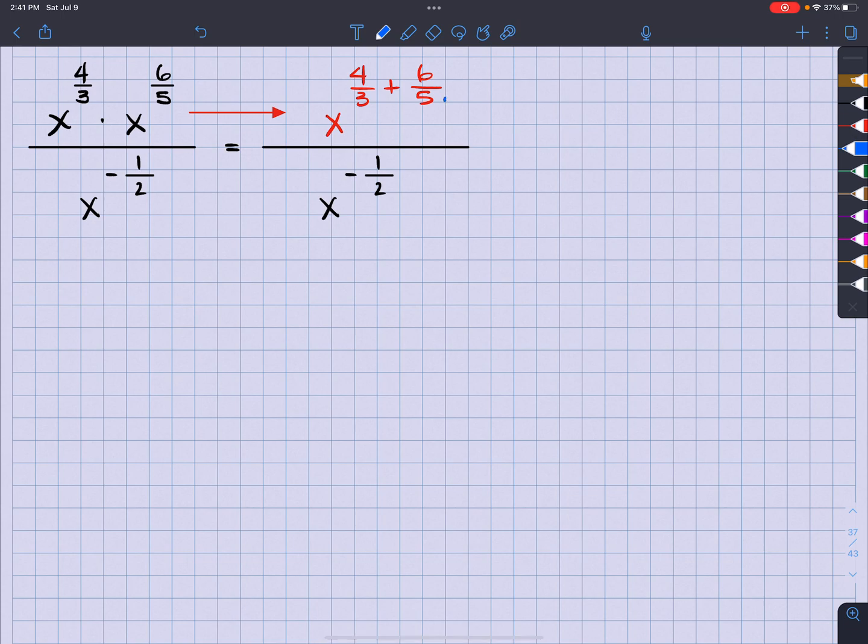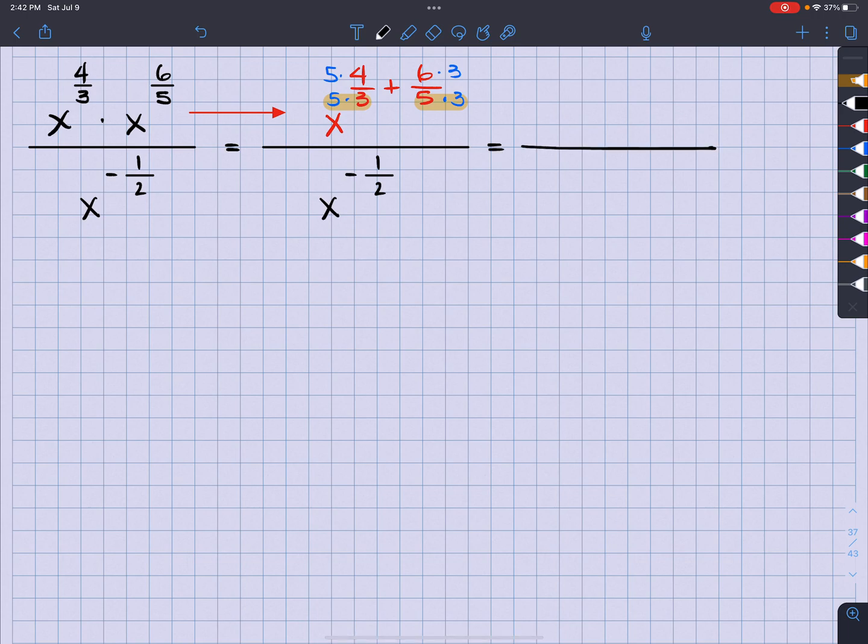So the 5 is missing a 3. And since I got to multiply the bottom by 3, I'm going to multiply the top by 3. And the 3 is missing a 5. Same thing, since I multiplied the bottom by 5, I got to multiply the top by 5. So now I'm going to check my denominator. That's 15. That is 15. Hooray, I'm good to go.